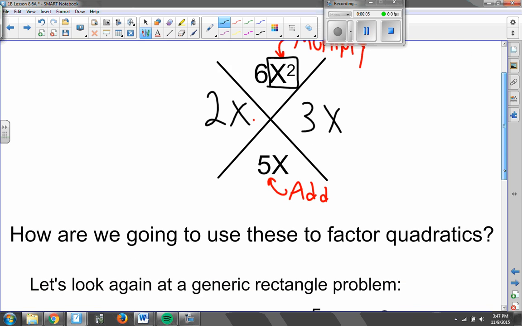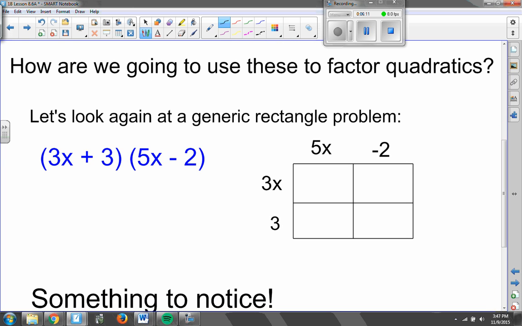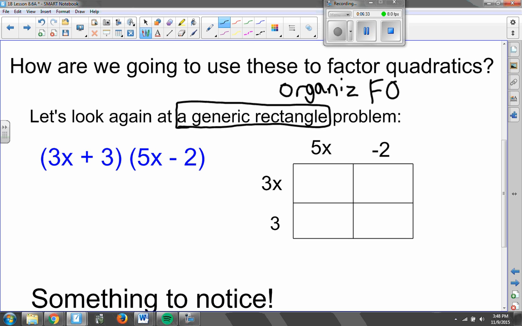One more question for us for tonight. How are we going to use these to factor these quadratics? The first thing that we need to do is look at what is called a generic rectangle problem. Generic rectangle. This is another way to organize our foiling method. This is to organize FOIL. That is what the generic rectangle problem does. As we can see right over here, I have a FOIL problem there for us.